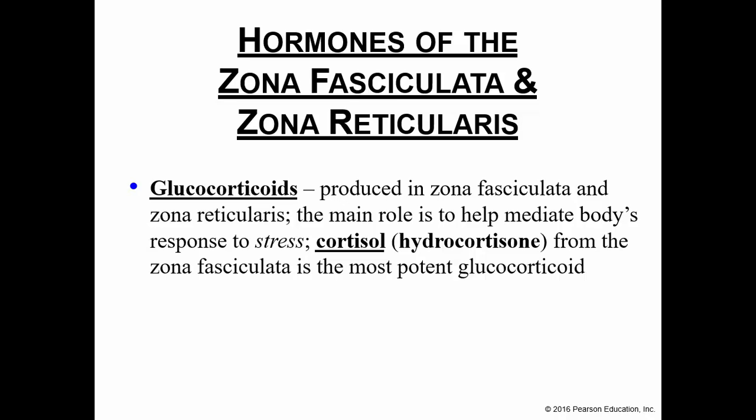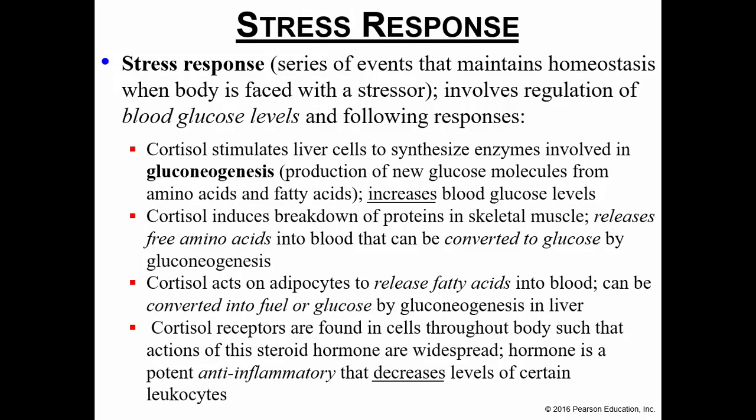Now, the zona fasciculata and the zona reticularis, as I said, they do the same thing. They make these glucocorticoids to balance our sugar, and they mediate the body's response to stress. The zona fasciculata actually makes cortisol, which is hydrocortisone, and that's the most potent glucocorticoid. In response to stress, our body has to maintain homeostasis even though we are stressed, so we want to regulate our blood glucose levels. And that cortisol will cause the liver cells to make enzymes that help make new glucose molecules from your fatty acids and your amino acids.